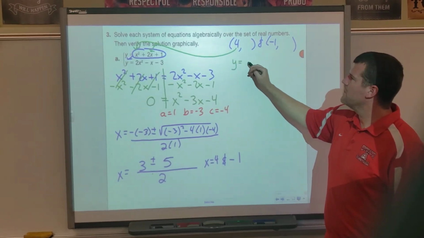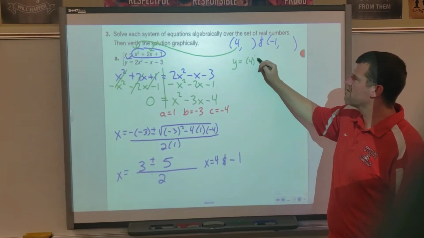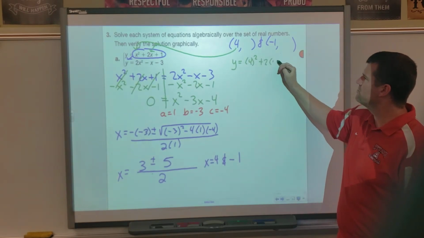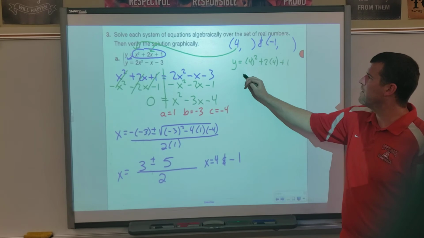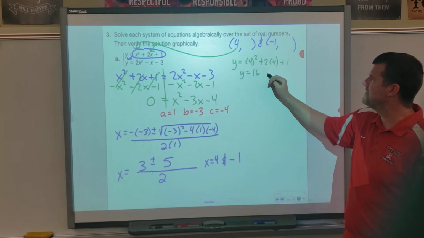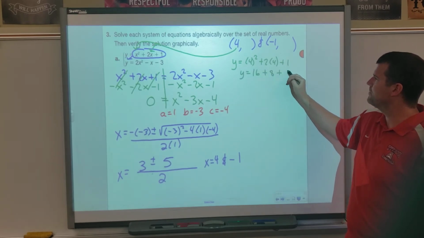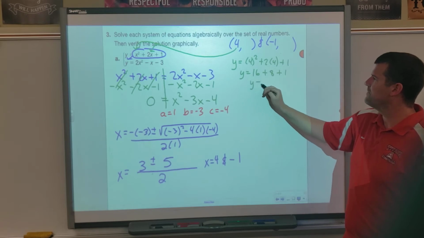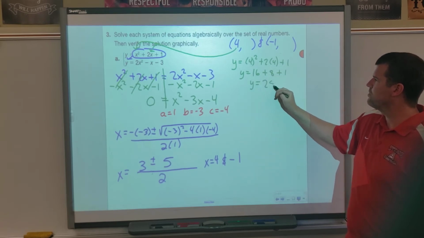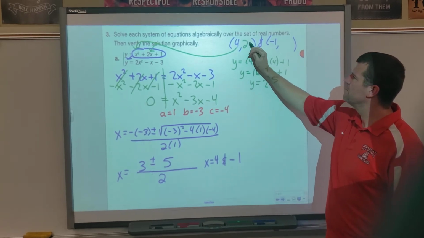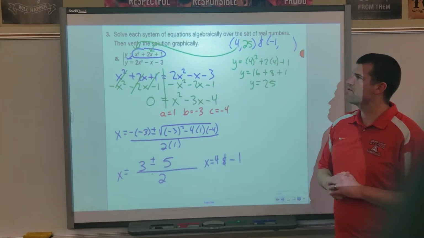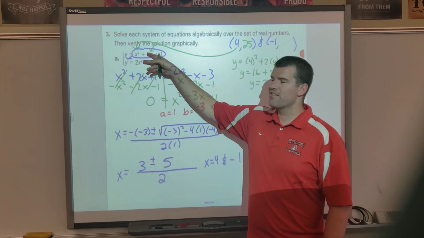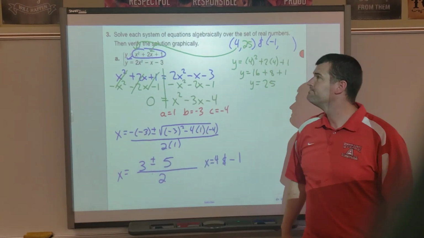And I get y equals 4 squared plus 2 times 4 plus 1. So y equals 16 plus 8 plus 1, which if I add all that together, that is 25. So we get the ordered pair 4 comma 25. That is one of our solutions. That is one of the spots where these two graphs will cross.